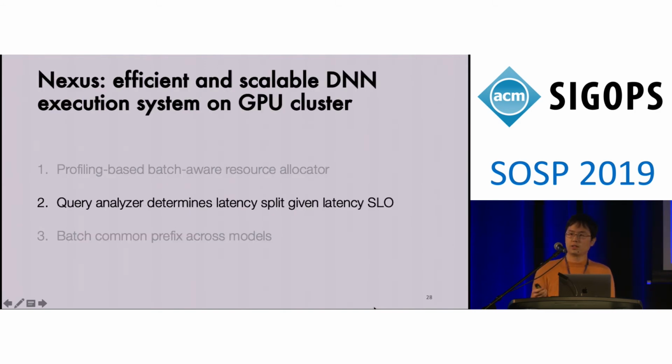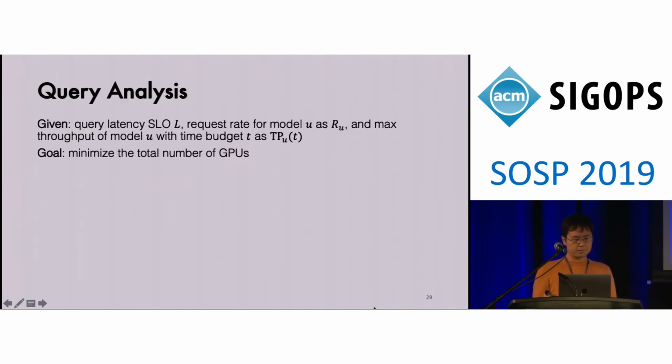Next, I'm going to talk about how query analysis works. So let's first define the problem. In query analysis, given that we already know the query latency SLO, the request rates for each model in the query, and given a time budget, we know the maximum throughput a model can achieve on a GPU. And our goal is still to minimize the total number of GPUs for this query.